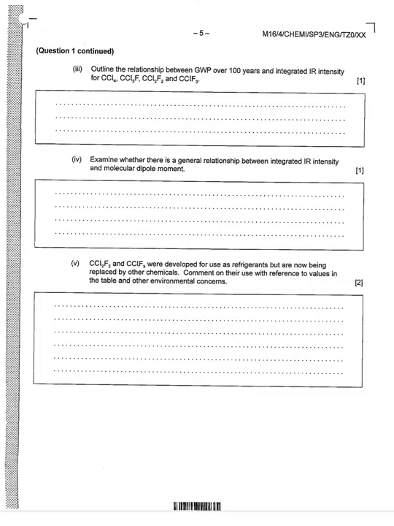Part 3, outline the relationship between GWP over 100 years and integrated IR intensity for CCl4 and then CCl3F, CCl2F2, and CClF3. And what you'll notice is that it's a direct relationship, not linear, but direct. As one increases, the other increases.